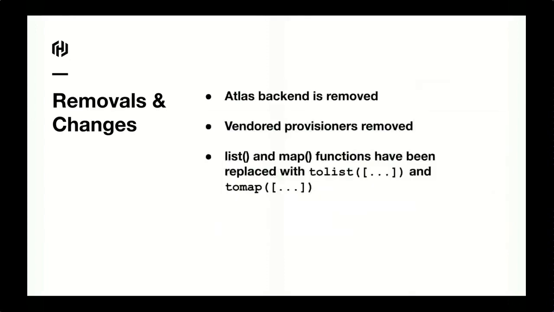There are some other removals. The Atlas backend, so the original Terraform Enterprise backend, has been removed. Vendored provisioners have been removed from the code base. So that means that while you absolutely can still use remote exec, local exec, and the file provisioners, Puppet, Salt masterless, Chef, and Habitat, the community contributed third-party provisioners, have been removed. A deprecation cycle we started in 0.13.